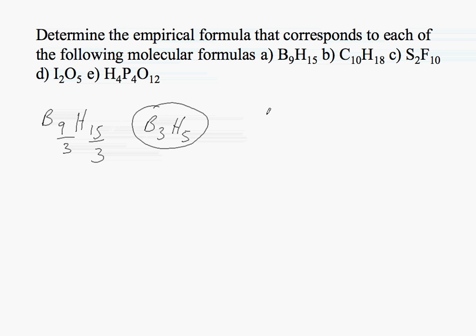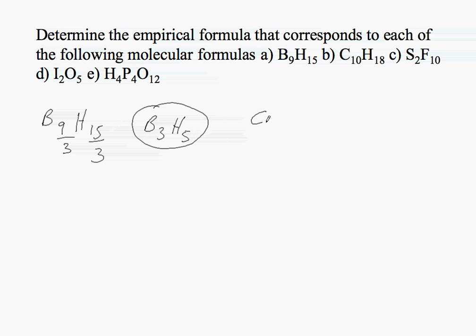So this is the empirical formula of B9H15. It's just a whole number ratio, nothing more, nothing less. Very simple. It tells us the simplest number of atoms in a molecular formula. Let's look at the next one.